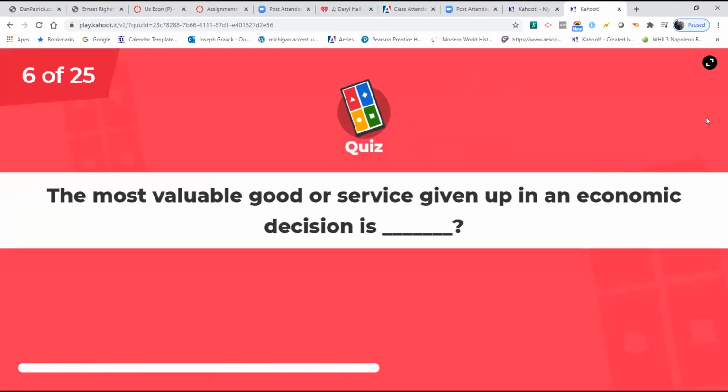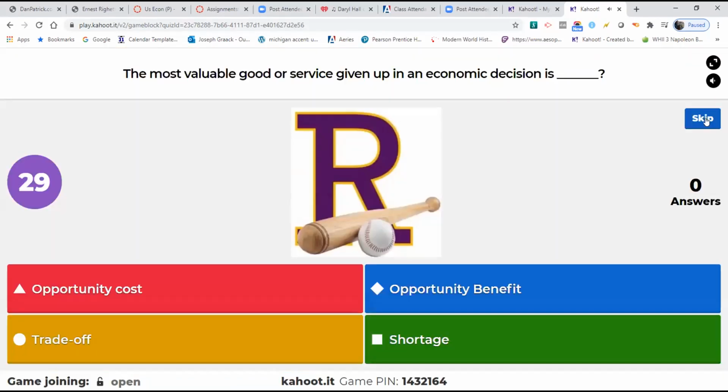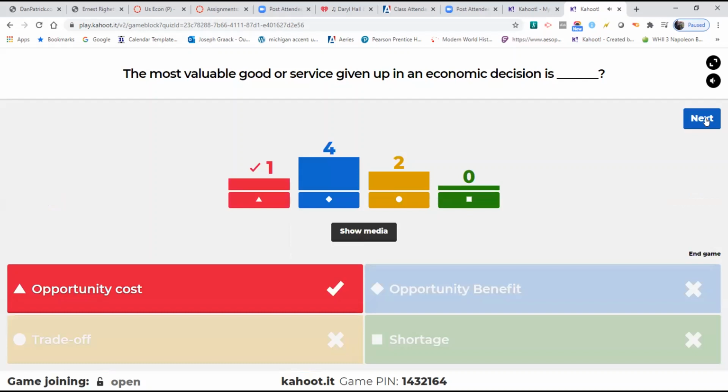Okay, the most valuable good or service given up in an economic decision is known as what? What you give up. What you give up is an opportunity cost. When you make an economic decision, right? You have $5 for lunch. You're going to go to McDonald's or Subway. If you choose Subway, your cost was McDonald's. It's what you gave up.